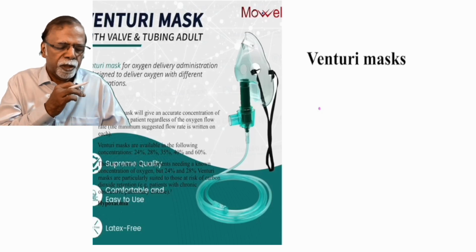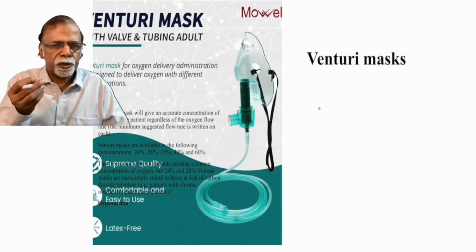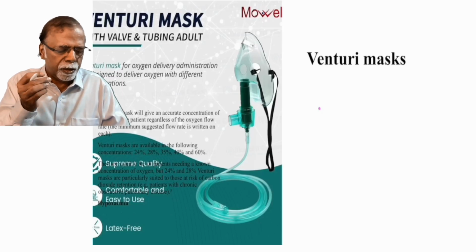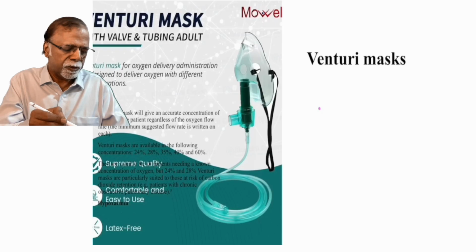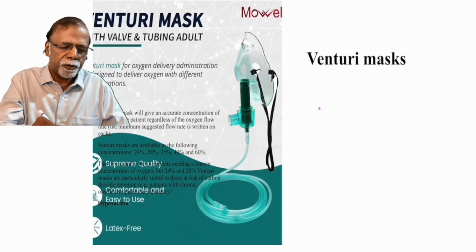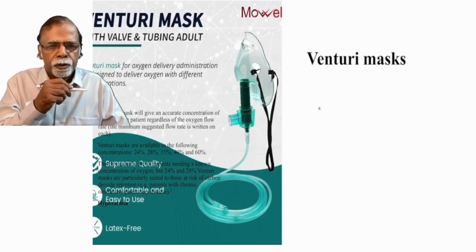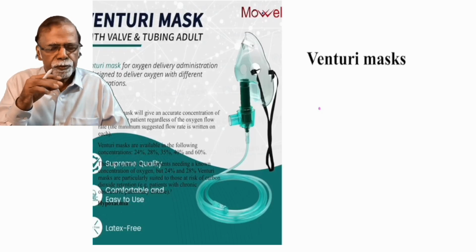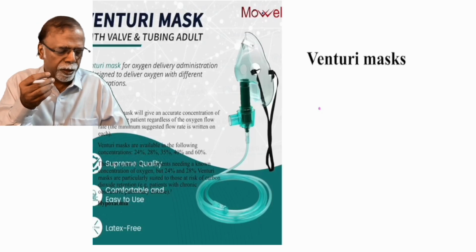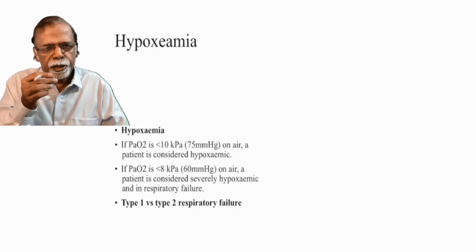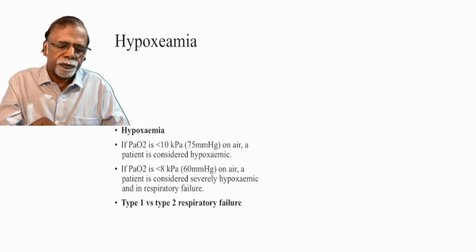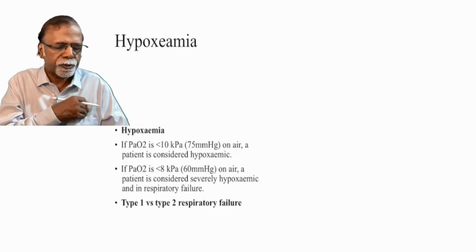And then comes the Venturi mask. The percentage of oxygen that can be given is written on the mask. It can be 24, 28, 35, 40. So Venturi mask is useful especially when patient has got a hypercapnia. The details of use will be discussed in separate sessions.